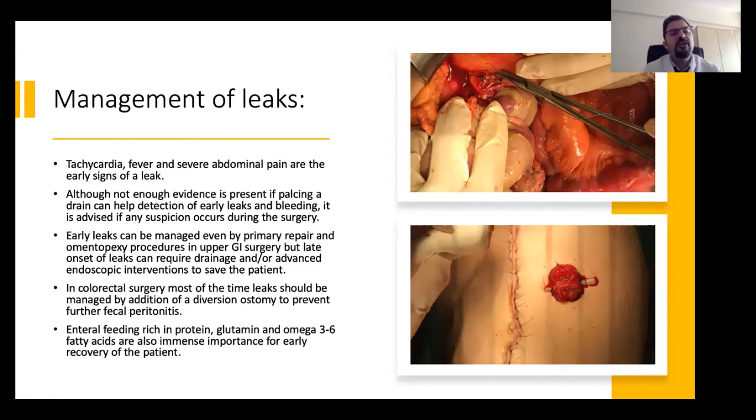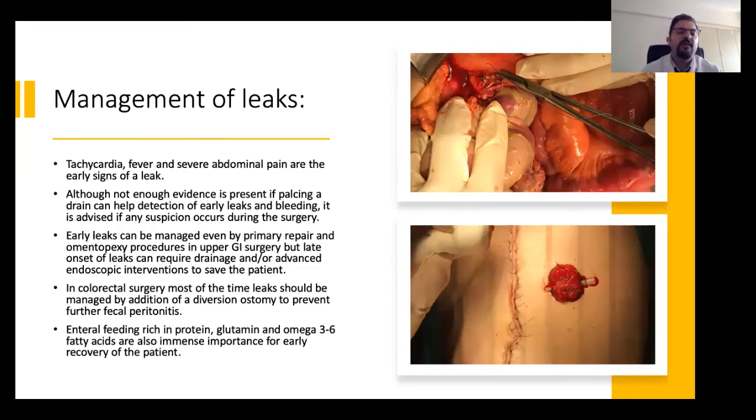So early leaks can be managed on the same day. If you suspect it's coming from a drain, bile, or intestinal content, then you can repair it on the same day depending on the abdomen. But if the abdomen is worse and the time has passed, like 2 days, 3 days, then you can have, like in this case, a perforation of the colon. You can make a colostomy or ileostomy, depending on the leak site, to save the patient.